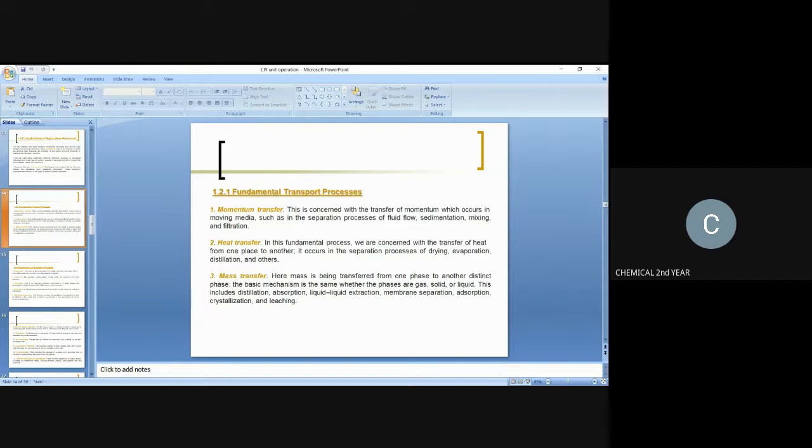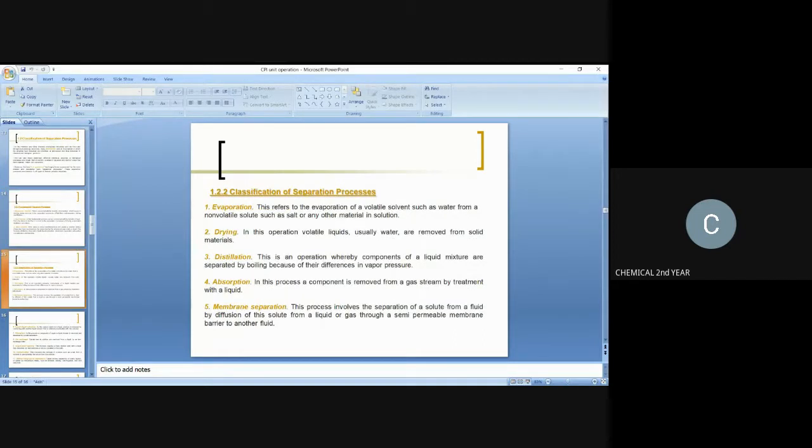Next is mass transfer. Here, mass is being transferred from one place to another distinct place. The basic mechanism is the same, whether the phases are gas, solid, or liquid. This includes distillation, absorption, liquid-liquid extraction, membrane separation, adsorption, crystallization, and leaching.